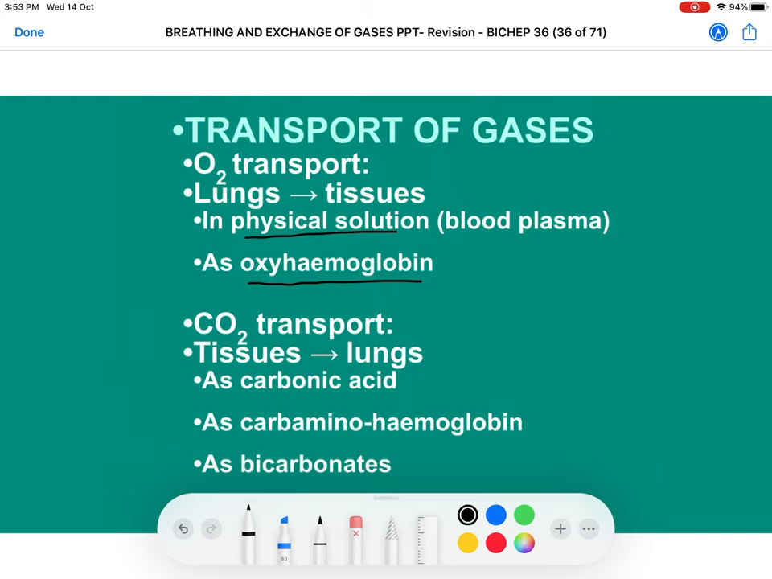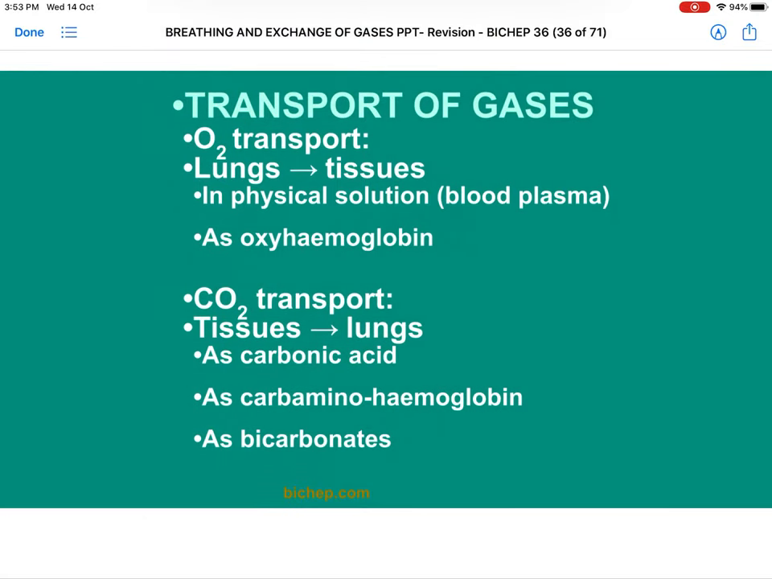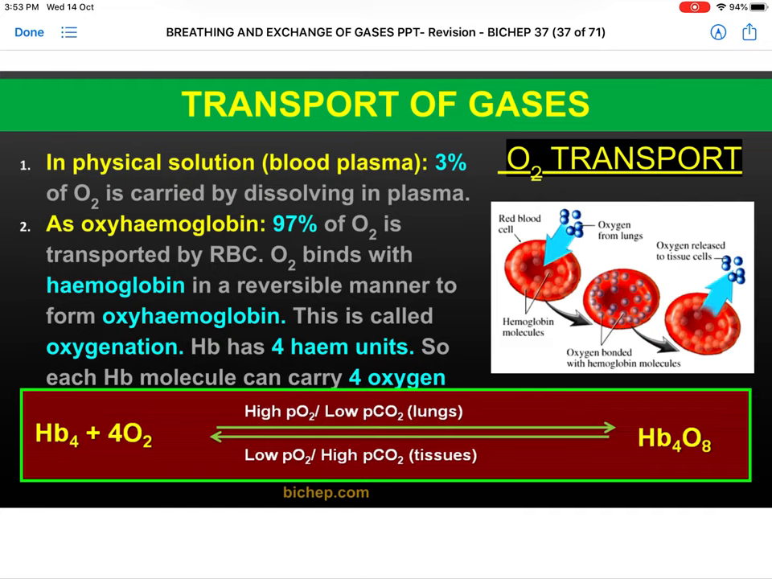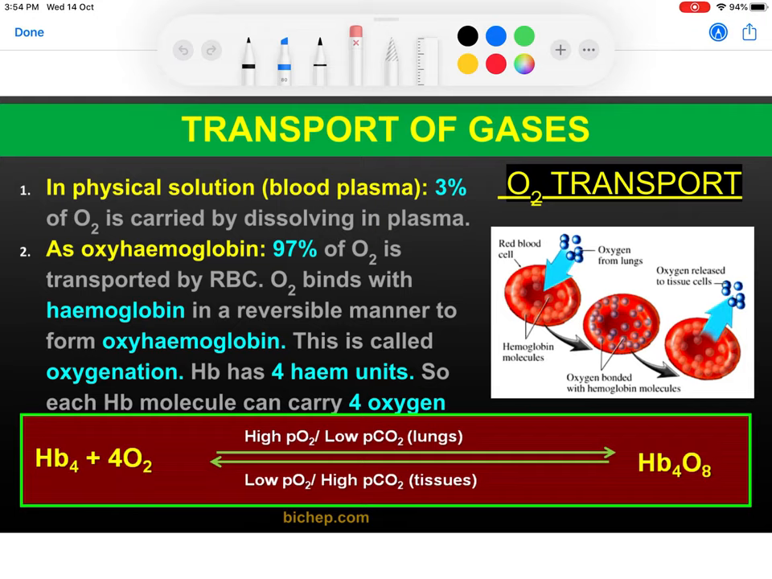Now, if we remind ourselves, the transport of carbon dioxide is in three ways. Number one, in the form of carbonic acid, that is very little. In the form of carbamino hemoglobin, intermediate, and the main transportation of carbon dioxide is by bicarbonate ions. That is what we are about to understand individually now. So let us discuss first the transportation of gases, and in that specifically oxygen transportation.